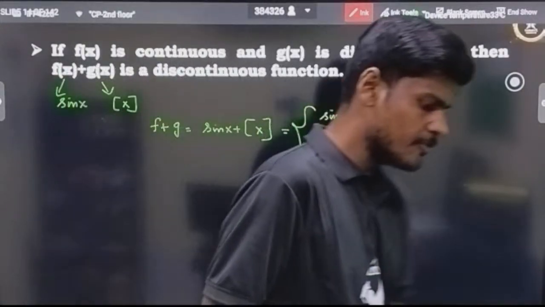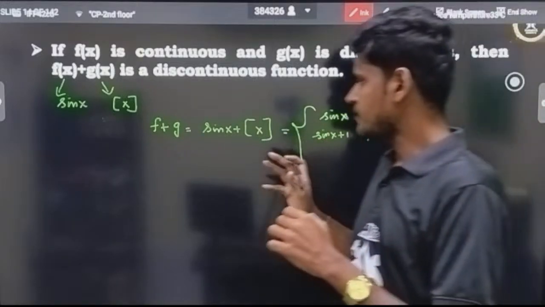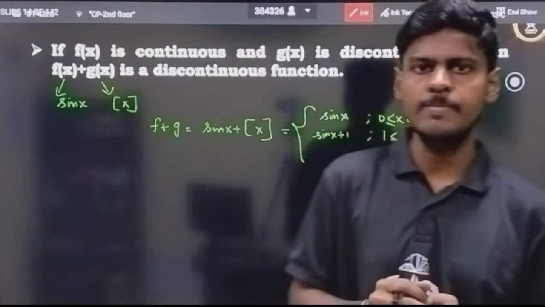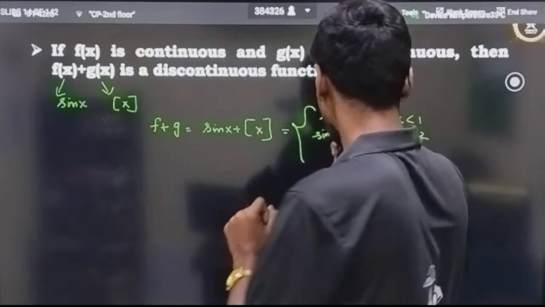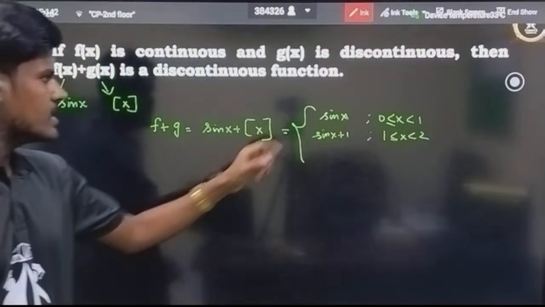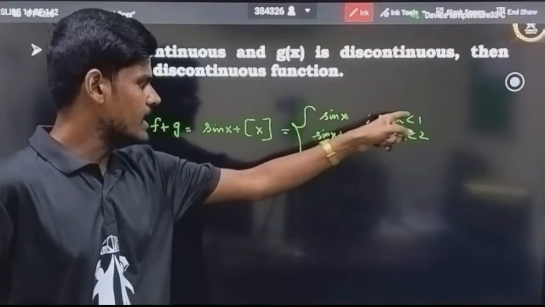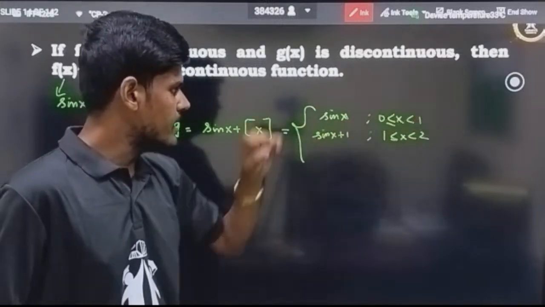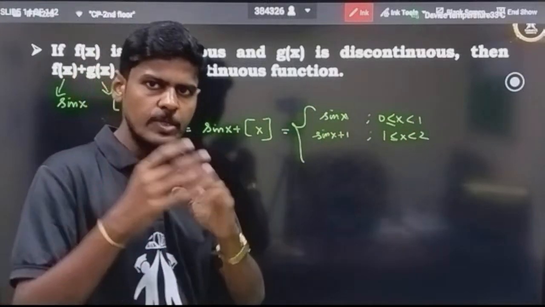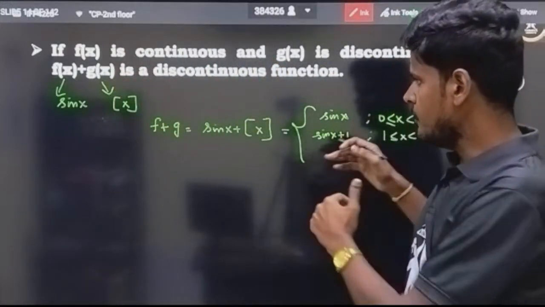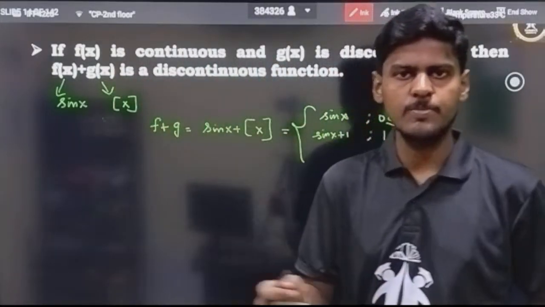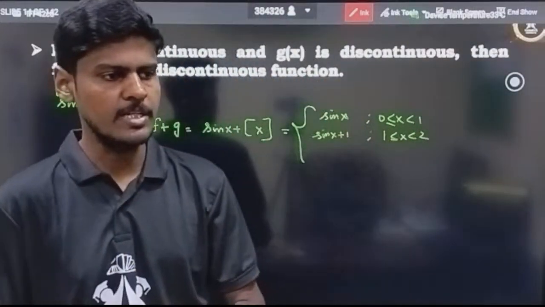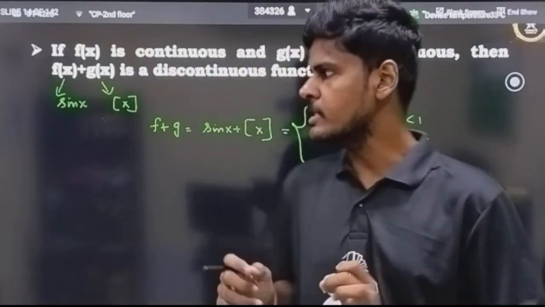Now what is the definition of a continuous function? Continuous function means left hand limit and right hand limit should be the same, as well as the function value, and it should be a finite number. Now when we observe, at x equal to 1 the value is sin x plus 1. Here the left hand limit is sin x. That means obviously these two are unequal. So what we can observe is f plus g will always be a discontinuous function. Whenever we add a continuous and a discontinuous function, the result is always a discontinuous function.